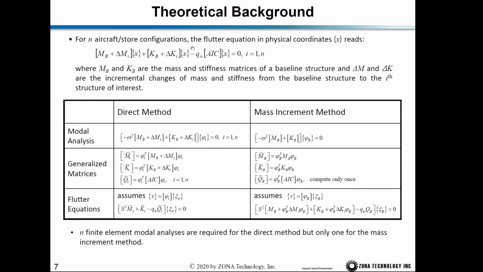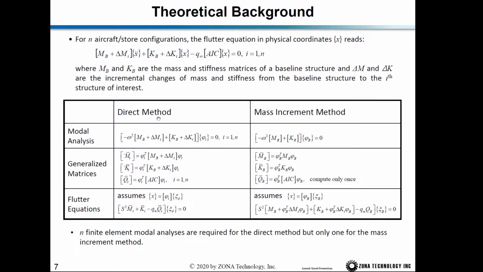So this mass increment method can be shown by this equation, where MB and KB are the mass and stiffness matrices of the baseline structure, and delta M, delta K are the incremental changes of mass and stiffness from the baseline structure to the ith structure of interest. So those represent the mass and the stiffness of the ith store, and so the store configurations can be thousands.